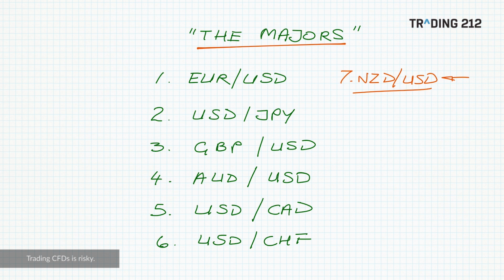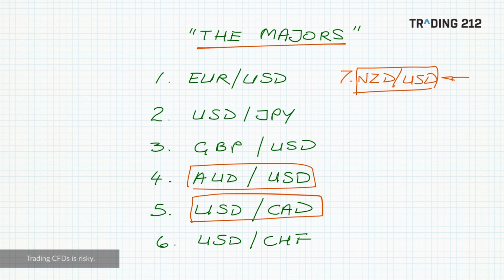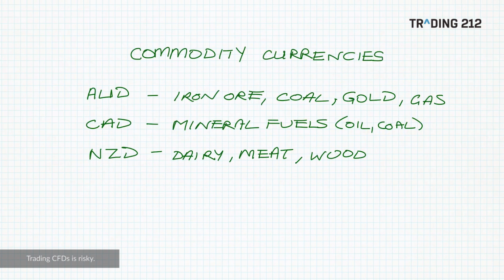And in fact, some people will group the New Zealand dollar against the US dollar in a separate grouping with Aussie dollar against US dollar and dollar CAD in a group that they call the commodity currency pairs. At the end of the day, it's just a way of grouping them for the sake of convenience. And the reason that these three tend to be called the commodity currencies is that they are significant exporters, and what they do export tends to rely on commodities to a significant degree.